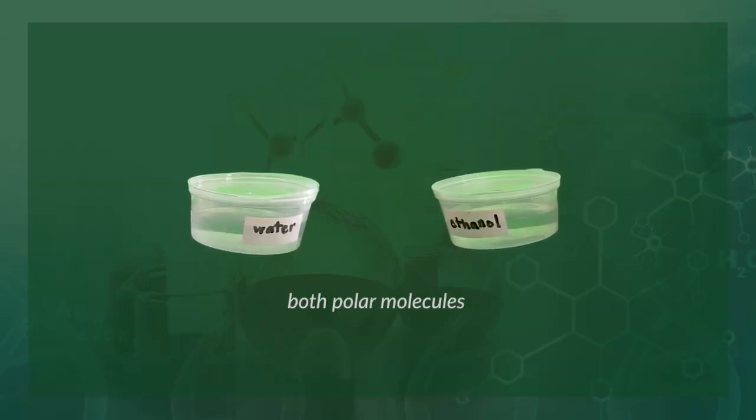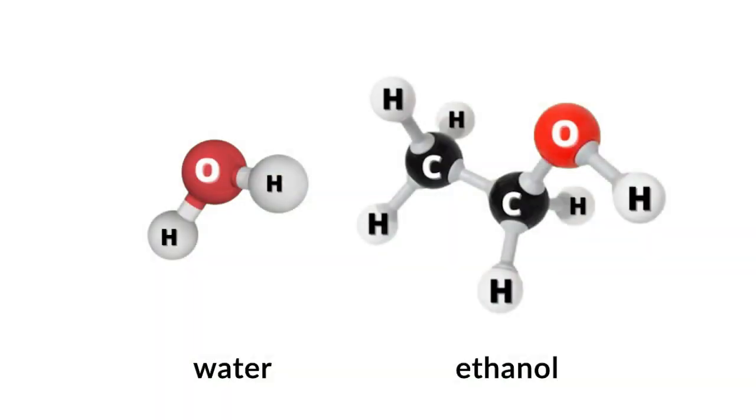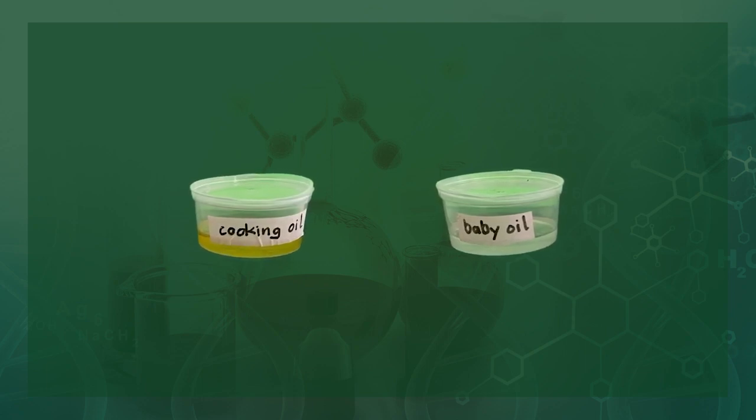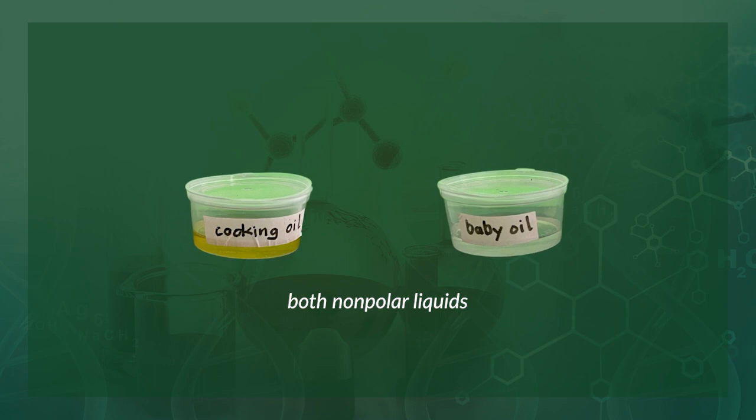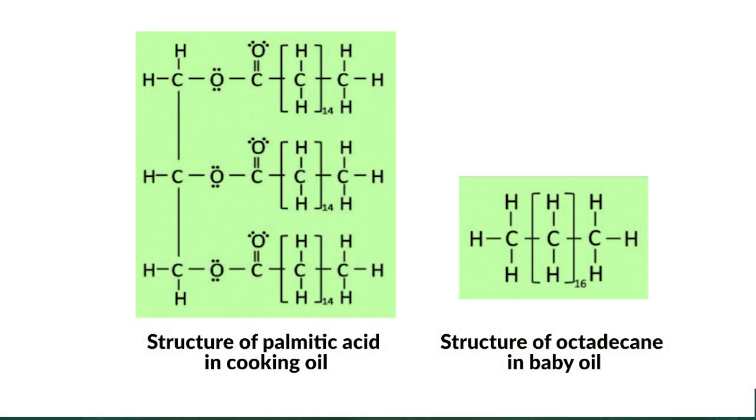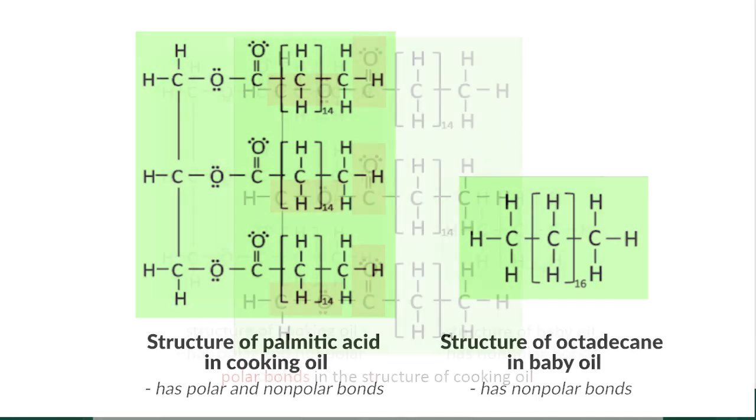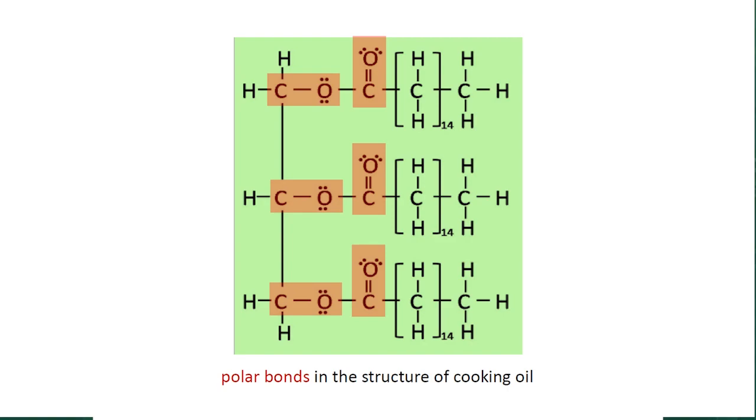Water and ethanol are both polar molecules. But as you have seen, there are polar molecules which may contain non-polar bonds such as ethanol. Now, how about the bonds of cooking oil and baby oil? These two oils are both non-polar liquids. They are made of non-polar molecules. Palmitic acid in cooking oil has polar and non-polar bonds, while octadecane in baby oil has non-polar bonds only. In this case, you saw that there are also non-polar molecules which may contain polar bonds, such as palmitic acid.